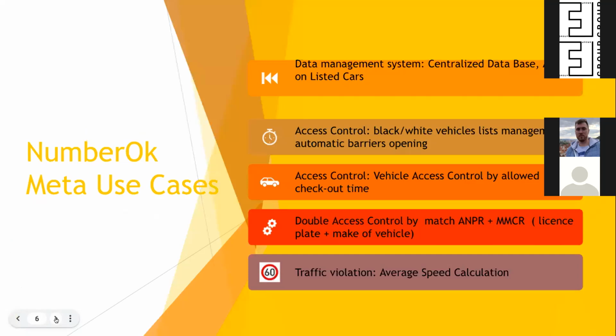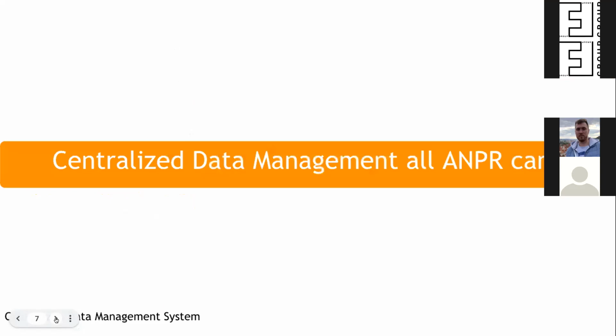Let's speak about NumberOk META use cases. It will be a use case about centralized database and alarms on listed cars. There will be three use cases for access control, black and white vehicle list management, automatic barriers opening, vehicle access control by allowed checkout time, and also double access control by matching license plate and make of vehicle. And also NumberOk META has one of the features of NumberOk Enterprise, so you can have average speed calculation in NumberOk META. Let's start from the first use case about centralized data management for all ANPR cameras.